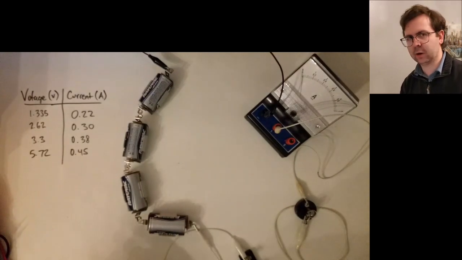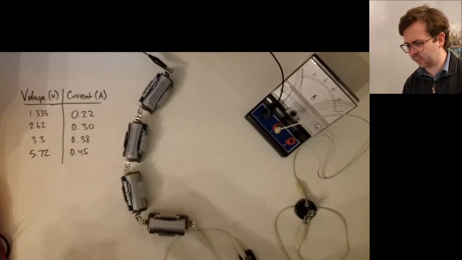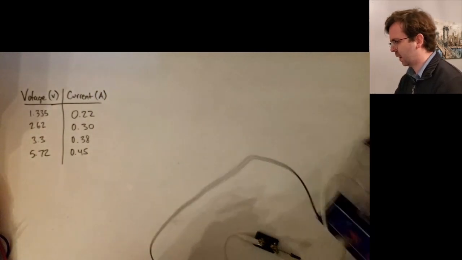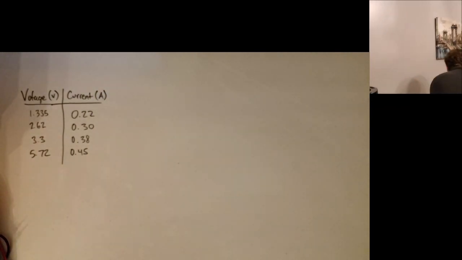I've got a relationship here. I want to figure out what this relationship is. So to do that, I need to make a graph. That's how we find a relationship in physics.